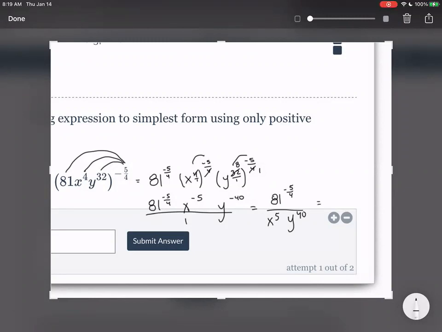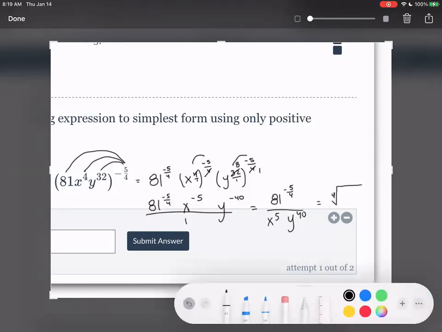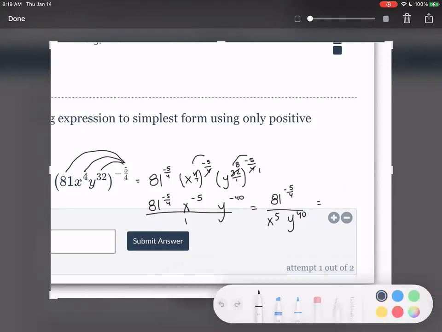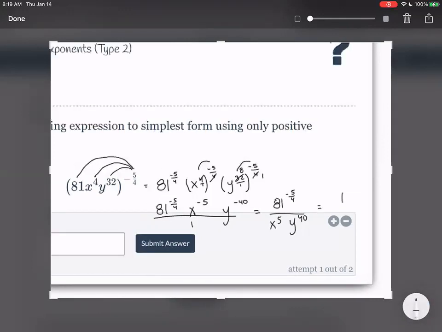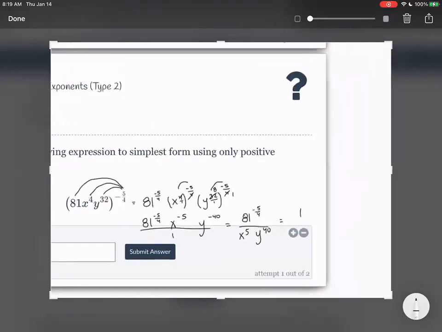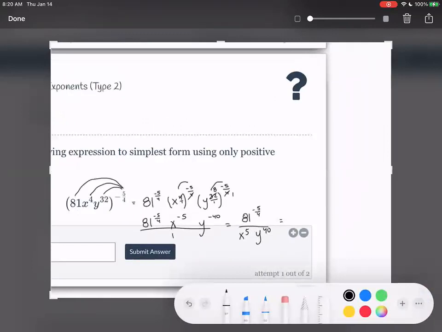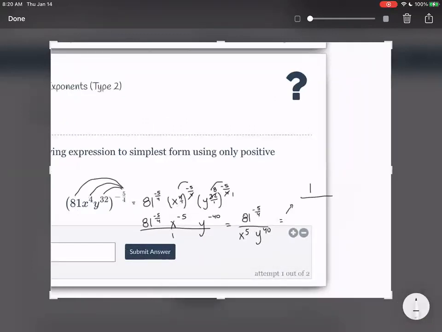Okay, so 81 to the power of negative 5 over 4 is the 4th root of, actually, let's move that one to the bottom as well. My bad. I think it'd be easier if we move it to the bottom so it's no longer a negative. So let's move that one to the bottom. I'm going to just make my fraction a little bit higher. Okay, so then we move that 81 to the power of positive 5 over 4. And then x to the power of 5, y to the power of 40.